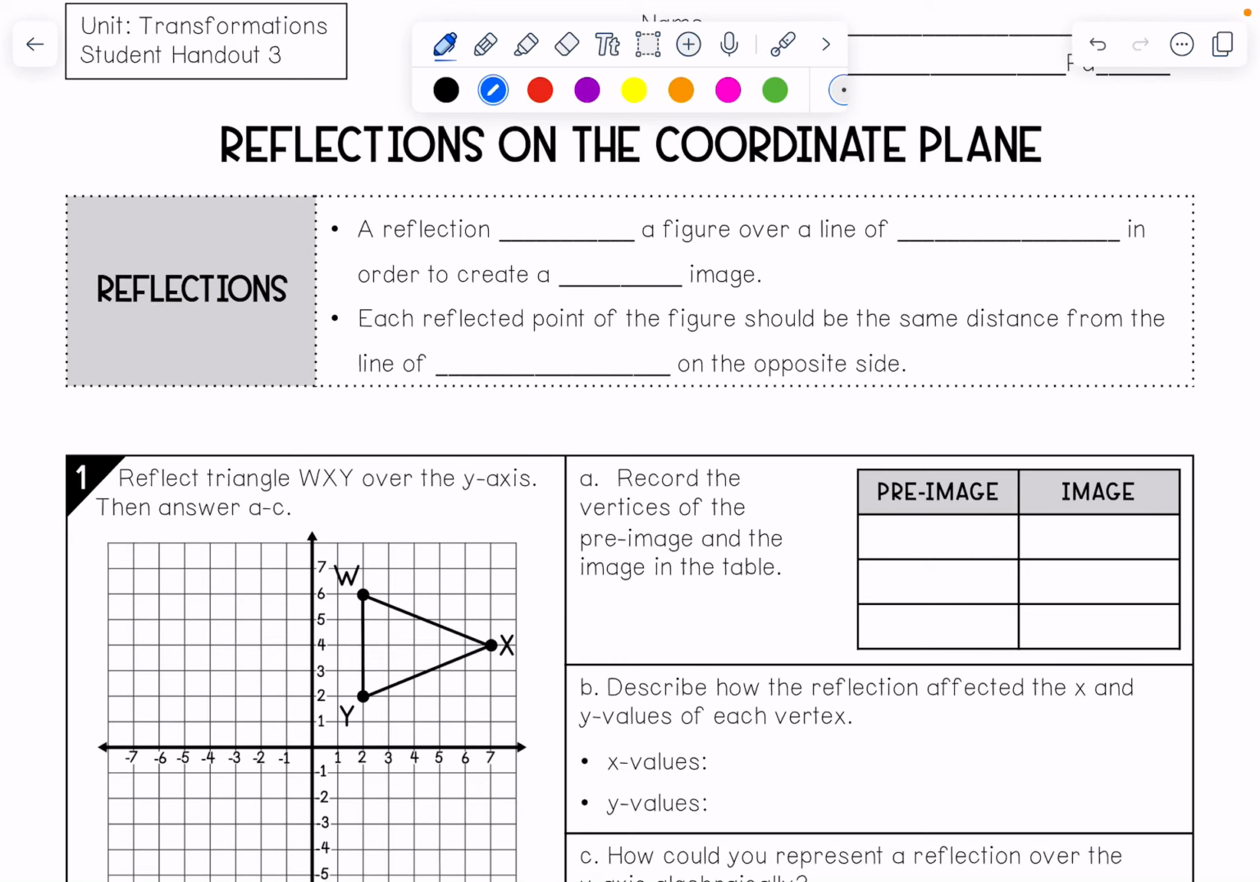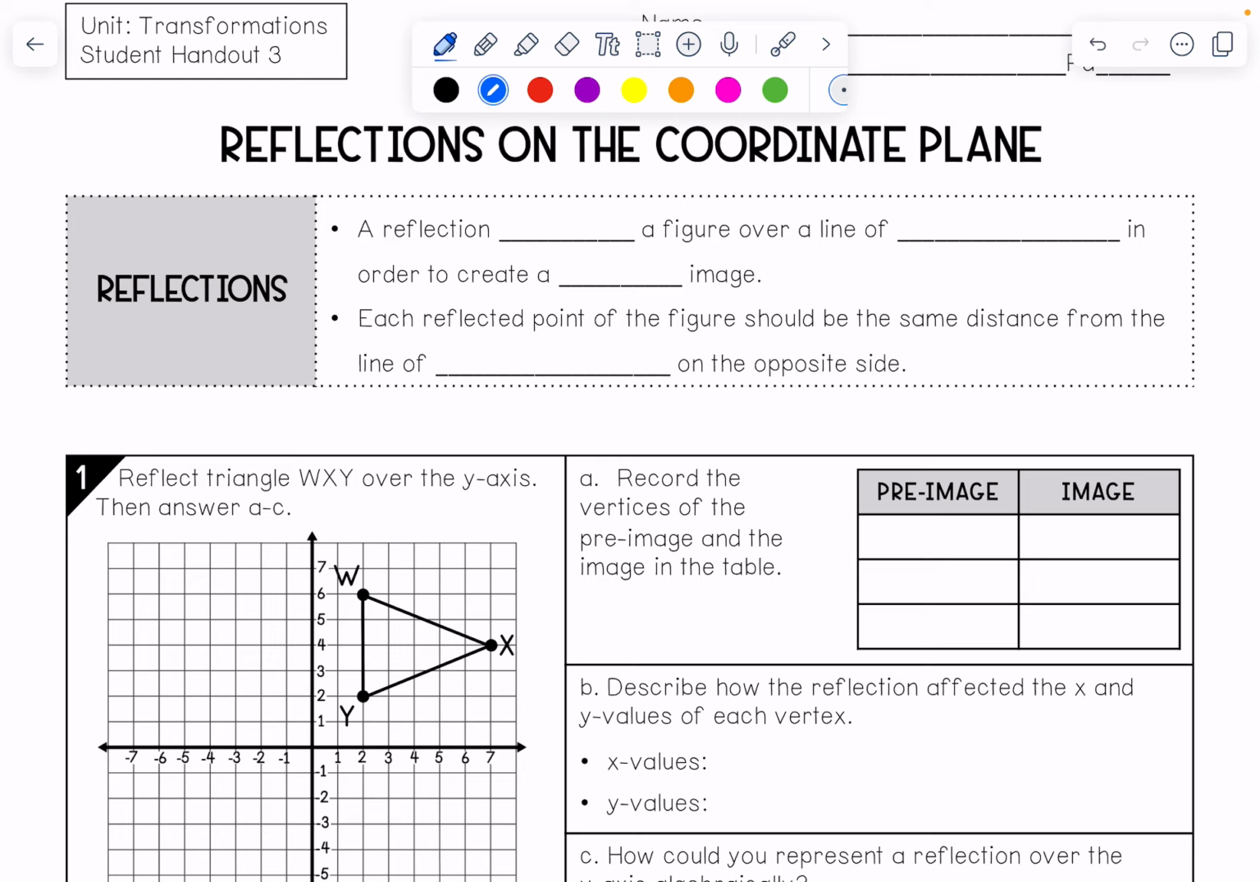Hi, 7th graders. Today we're going to talk about reflections on the coordinate plane. So again, a reflection is a type of transformation that can happen with an object. And a transformation is going to be some sort of change. So we have translations, reflections, rotations, and dilations that we can do. We focused on translations yesterday, and today we're going to focus on reflections.